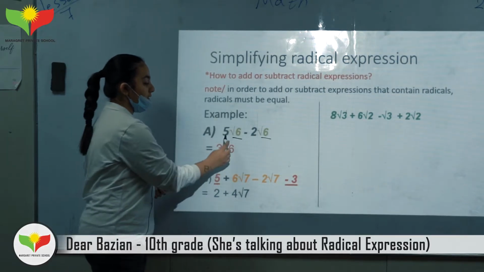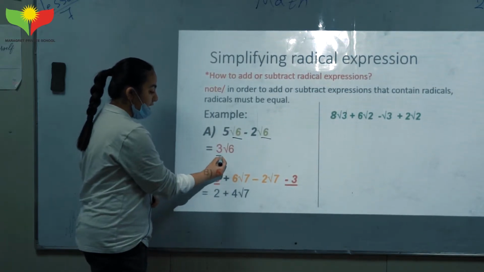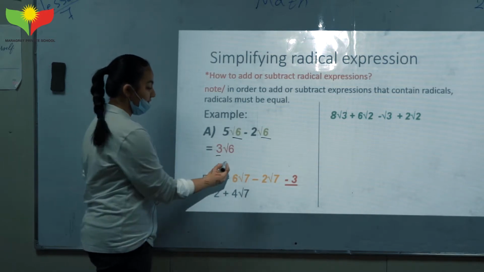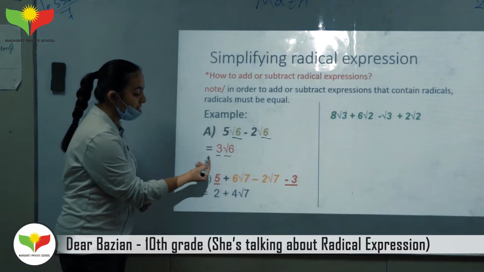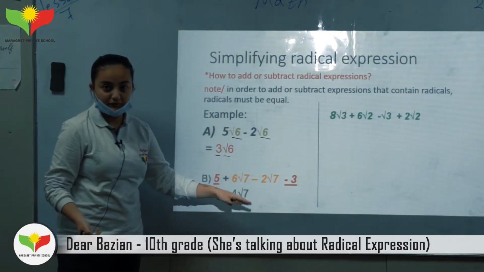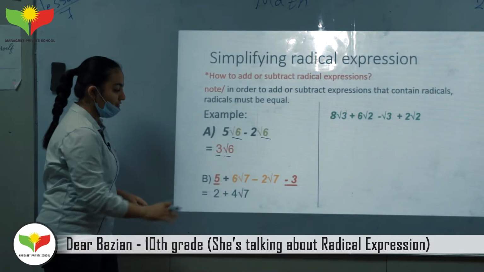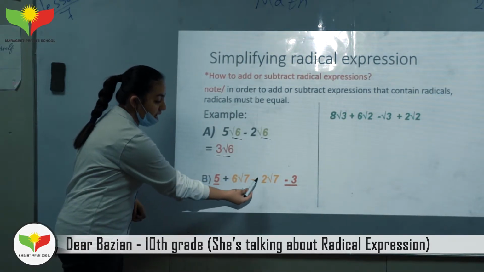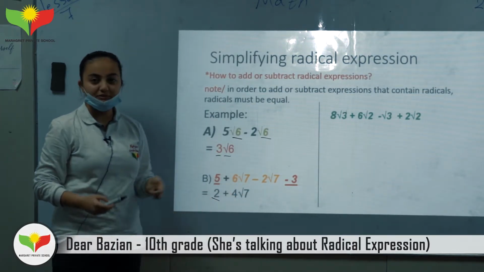For example, 5 square root 6 minus 2 square root 6: 5 minus 2 equals 3, and the square root remains as it is, 6. And then another example, 5 plus 6 square root 7 minus 2 square root 7 minus 3. These two have the same square root, so we will add or subtract them, and these two we will do alone. 5 minus 3 equals 2, plus, and we will subtract these because they have the same square root, 6 minus 2 equals 4 square root 7.